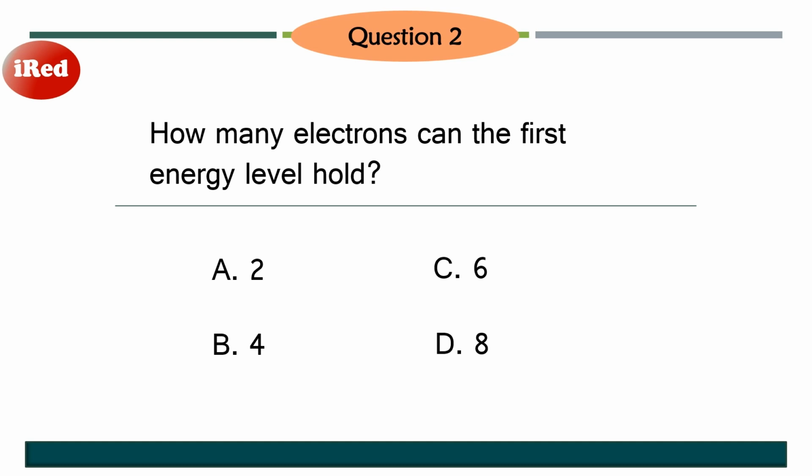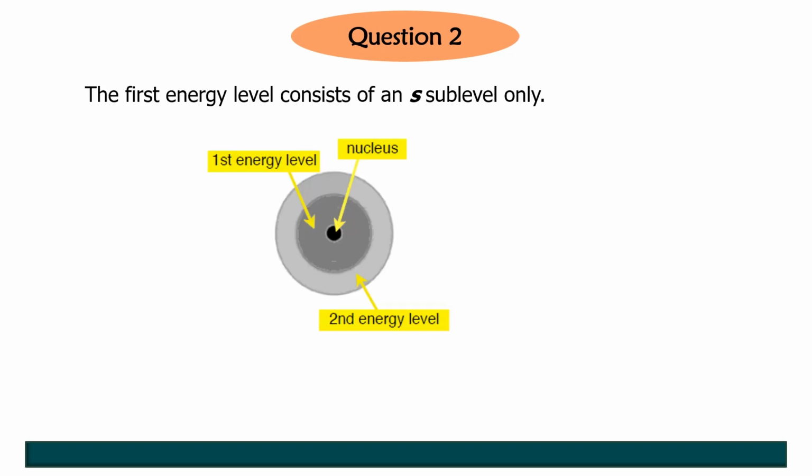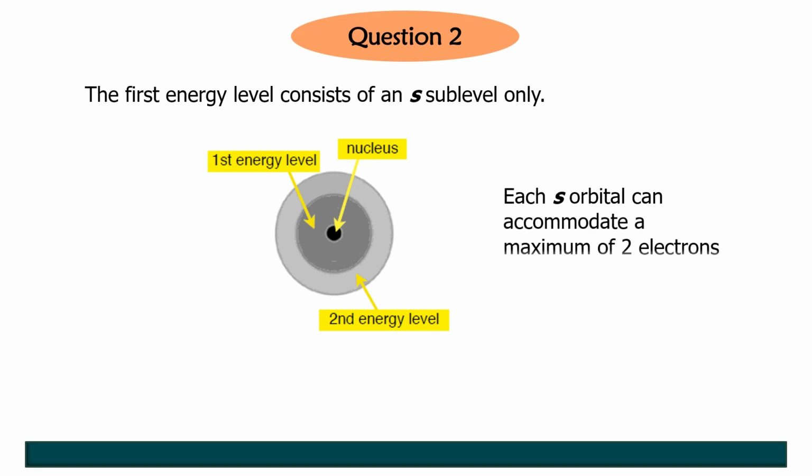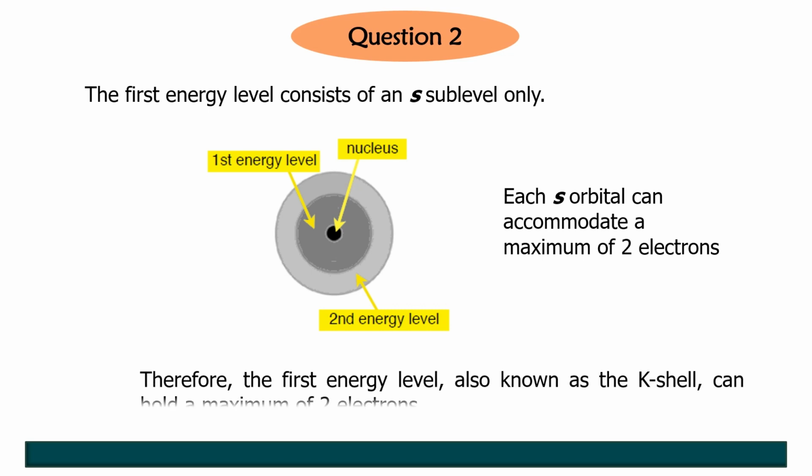How many electrons can the first energy level hold? The correct answer is letter A, 2. The first energy level consists of an s sublevel only. Each s orbital can accommodate a maximum of 2 electrons. Therefore, the first energy level, also known as the K-shell, can hold a maximum of 2 electrons.